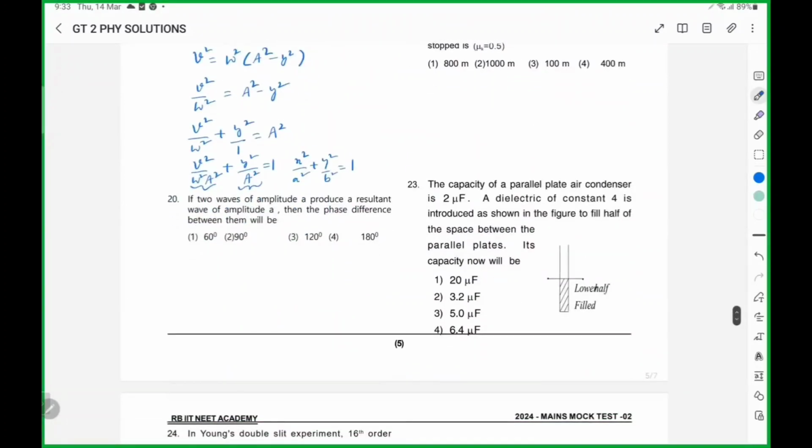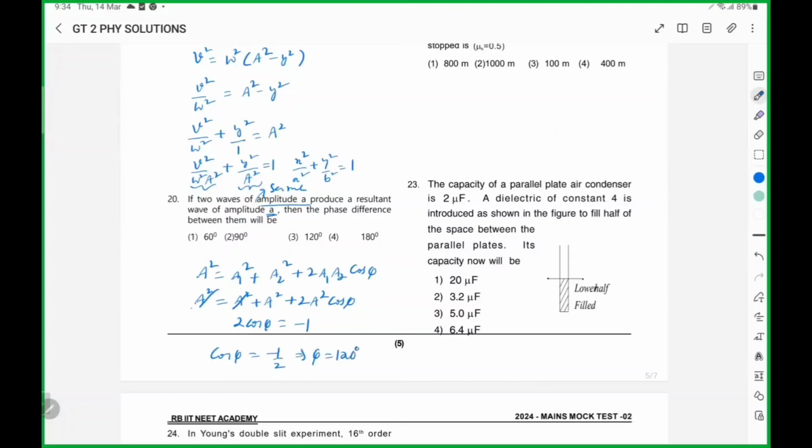If two waves of amplitude a1 produce a resultant wave of amplitude a, then a square is a1 square plus a1 square plus 2 a1 square cos phi. Waves differ by phase angle phi, but two waves of the same amplitude produce a resultant also a, so 2 cos phi is minus 1, which gives phi here as 120 degrees.